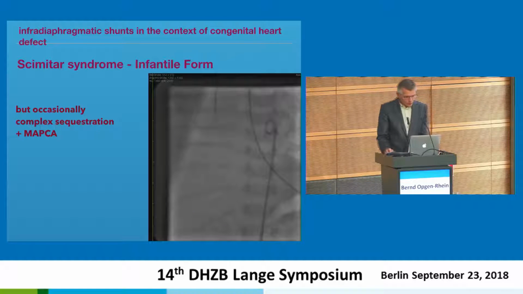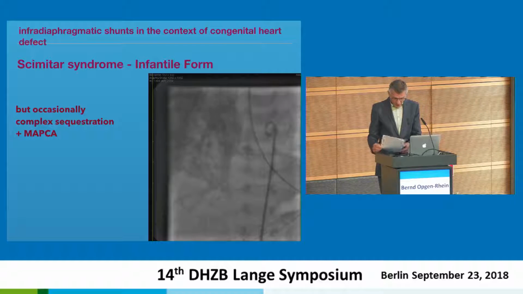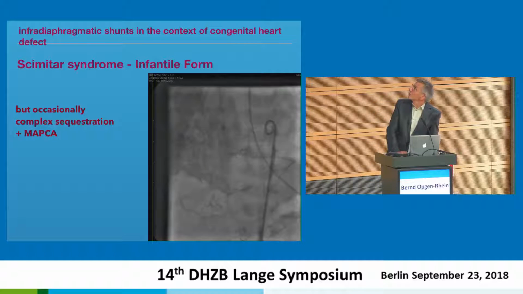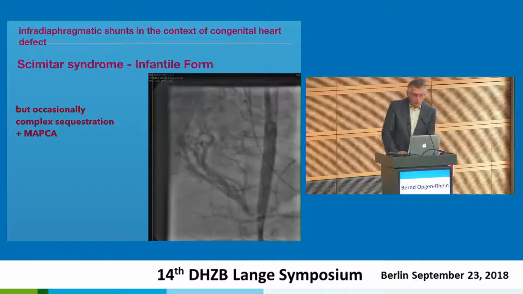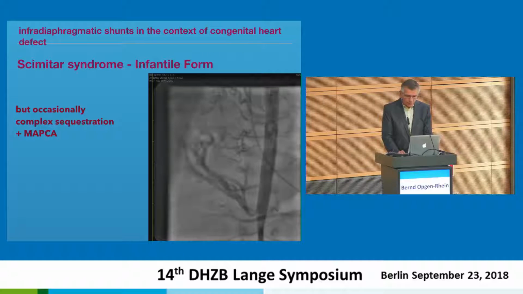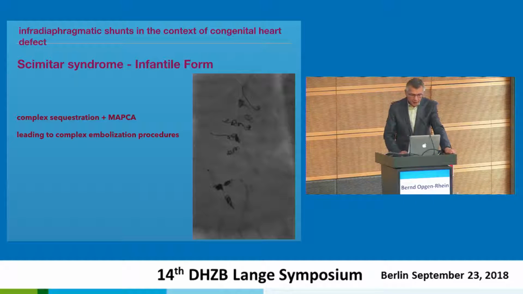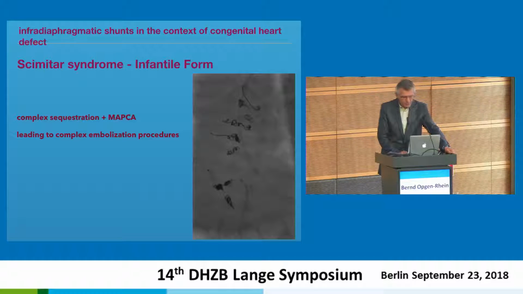But occasionally we see much more complex lesions, especially when they are accompanied by multiple aortopulmonary collaterals, as we see here in the thoracic part of the aorta. So this leads to complex embolization procedures, which are sometimes not done in one, but in 2 or 3 sessions, especially as residual shunts are growing with time and leading again to pulmonary overcirculation.